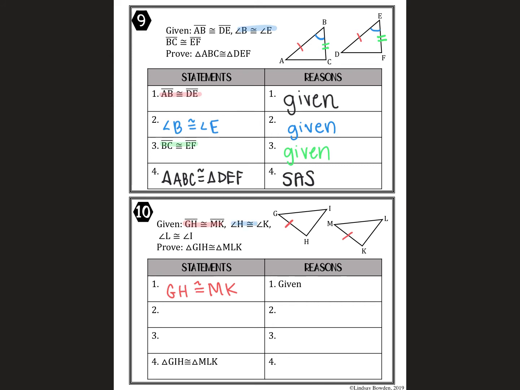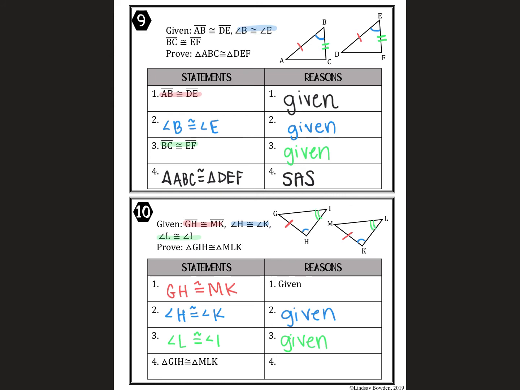My second given, angle H, is congruent to angle K, so I write that down. I write the word given, and then I go mark those angles. So angle H and angle K. For the third given, I have angle L is congruent to angle I. Since this is the second angle I'm marking, I have to double mark the angle. So angle L and angle I.